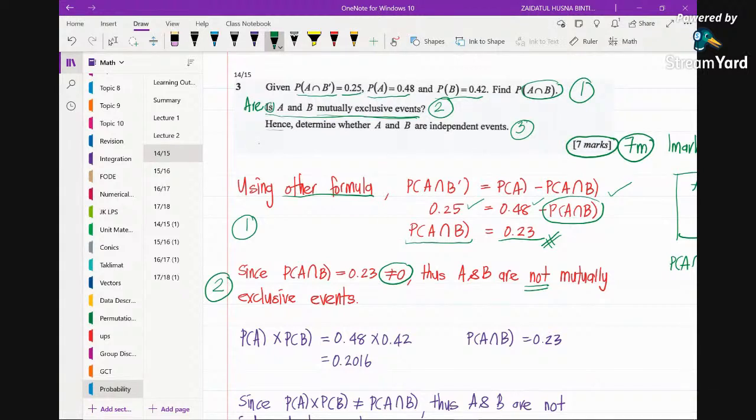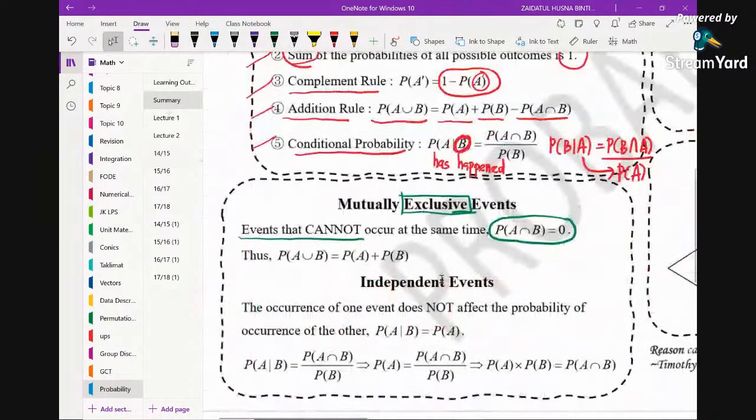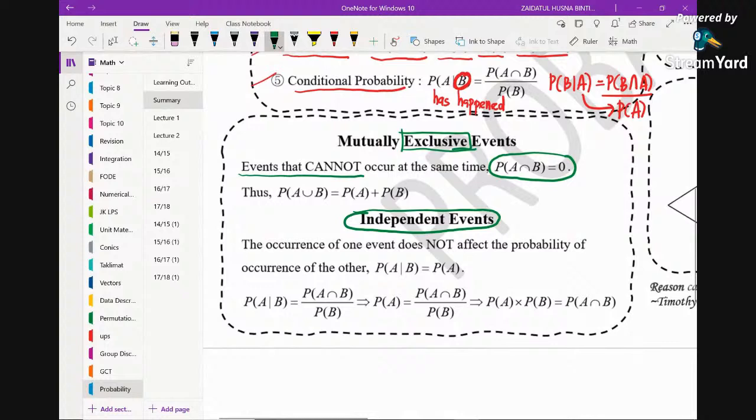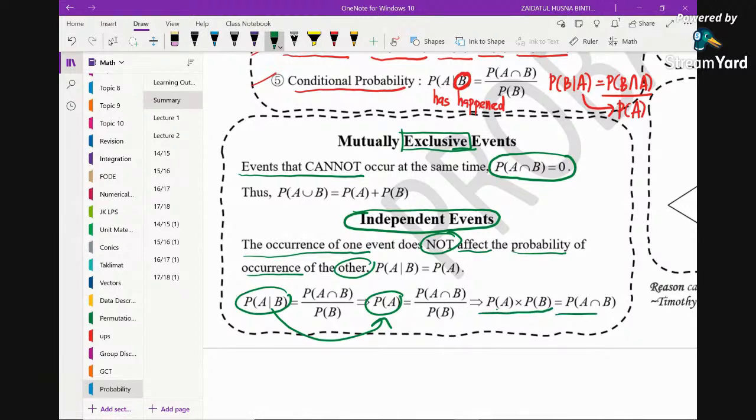And then the third part: hence determine whether A and B are independent events. What are independent events? Let's recall. If two events are independent, the occurrence of one event does not affect the probability of occurrence of the other, which means P(A given B) equals P(A). If we cross multiply, we have P(A) times P(B) equals P(A intersect B), which we discussed earlier. So if they are independent events, P(A) times P(B) is equal to P(A intersect B).